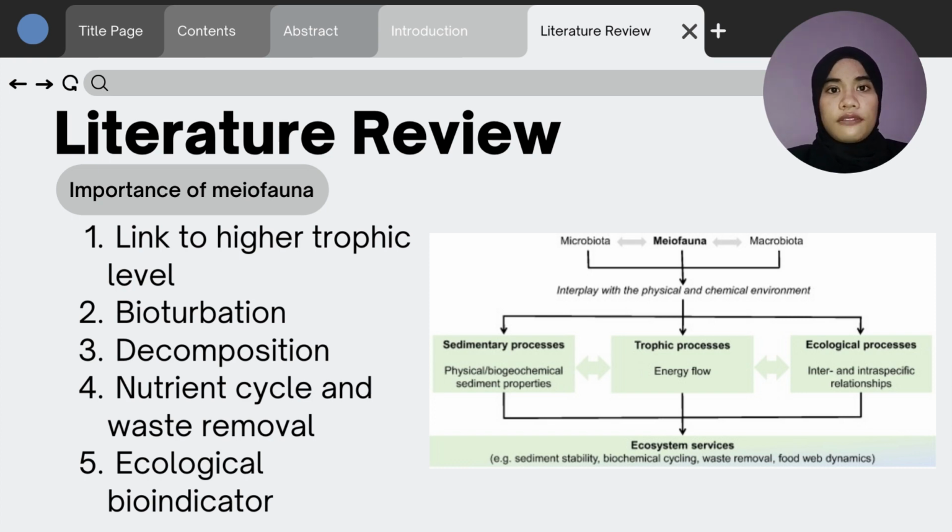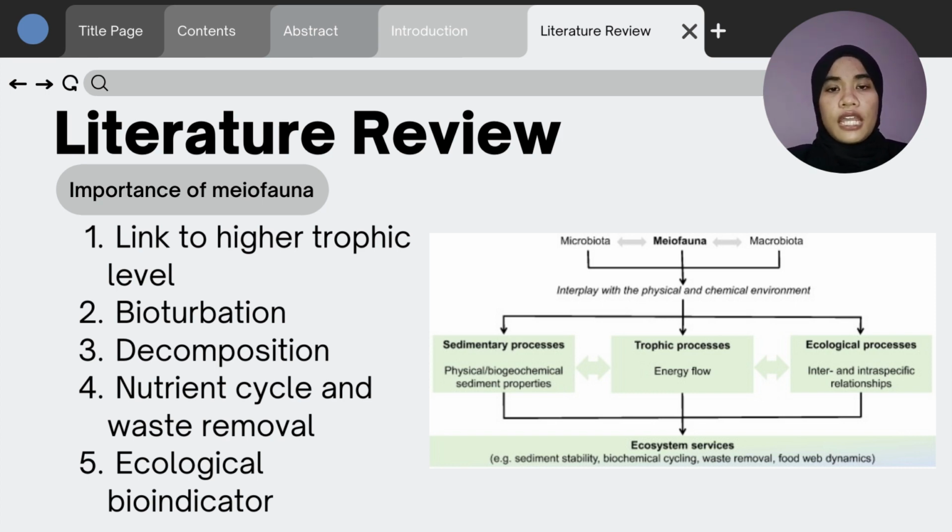Next, bioturbation is the biogenic transport of sediment particles and pore water, which disturbs the sediment water. Meiofauna dig microscale burrows using extracellular polymeric substances (EPS). Next, decomposition. Meiofauna break down organic matter through enzymes, maximizing the nutrition for mangroves.